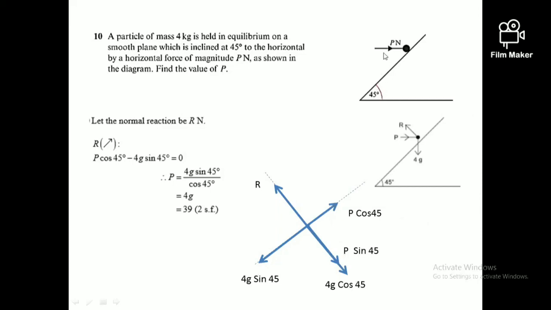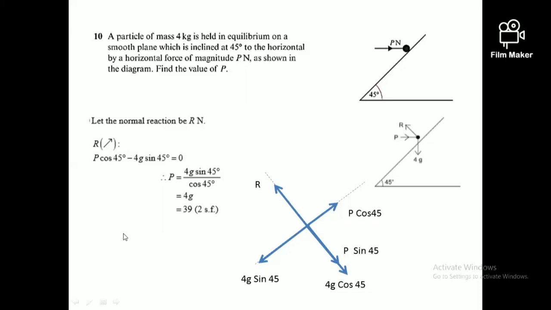So if this angle is 45, this angle is also 45. Therefore, this force turns into P cos 45 and this force turns into P sin 45. These are the components of P. How did it come? If this angle is 45, this angle is also 45. Therefore, if you consider this side, it should be P cos 45. This side would be P sin 45.